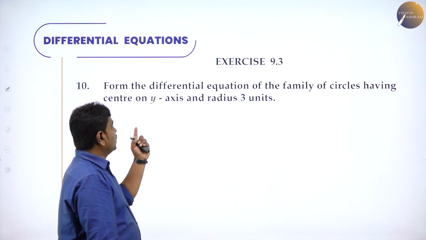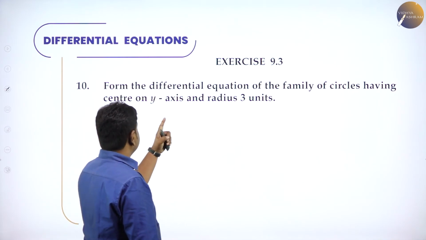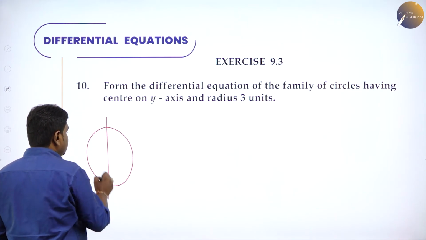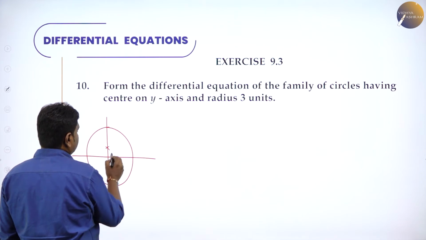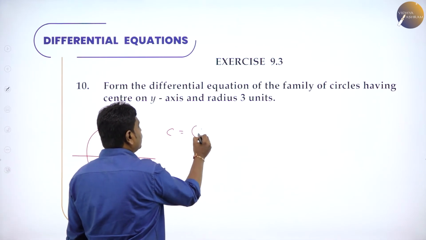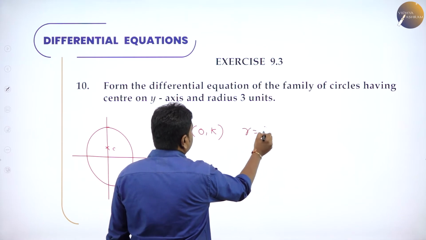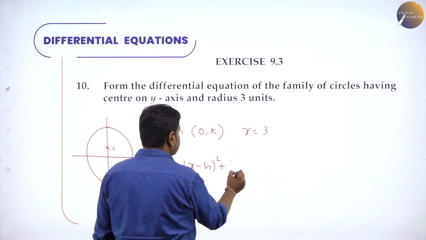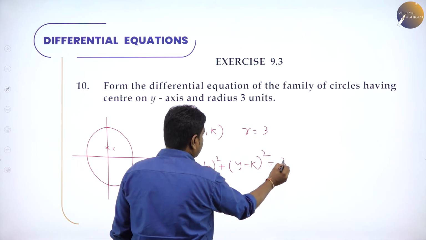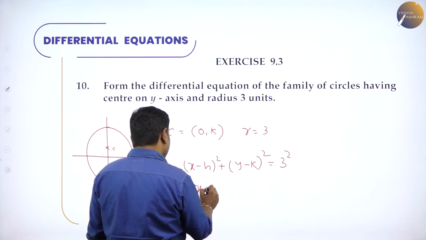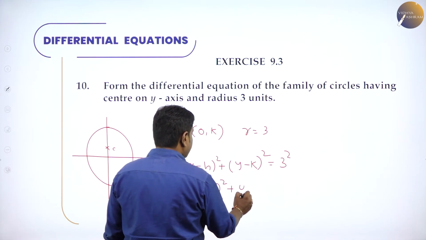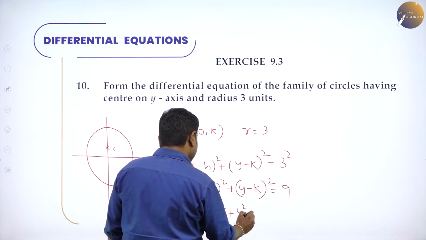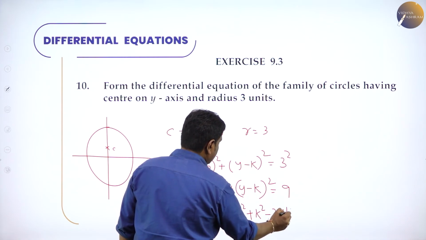So now form the differential equation for the family of circles having center on y-axis and radius 3. See, center is on y-axis. Center for the circle is on y-axis. So center will be in the form 0 comma k and radius is 3. So required circle is x minus h the whole square plus y minus k the whole square is equal to r square, 3 square. So x minus 0 the whole square plus y minus k the whole square is equal to 9. So x square plus y square plus k square minus 2yk is equal to 9.